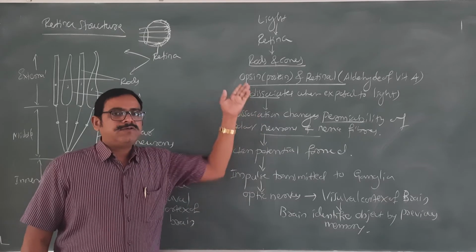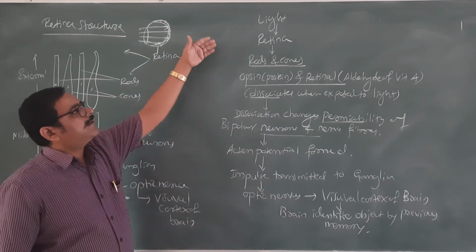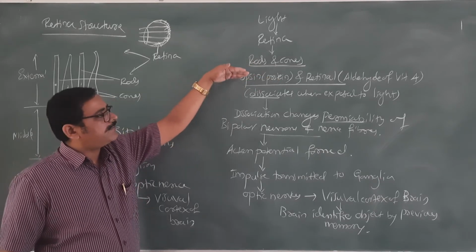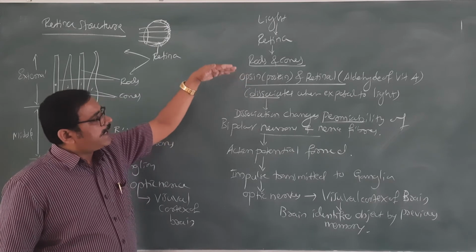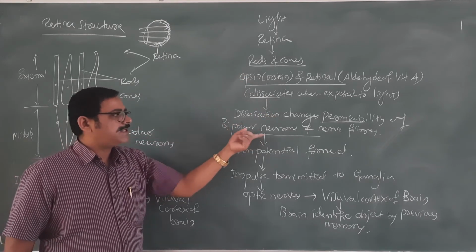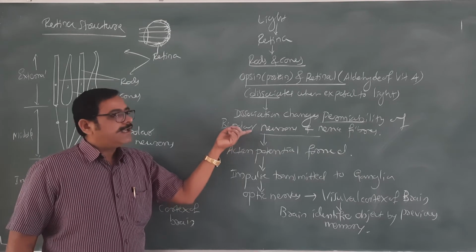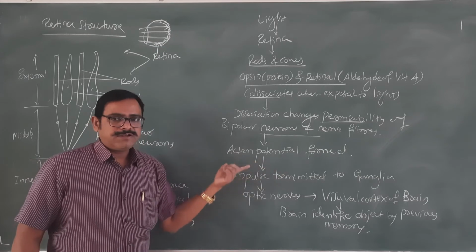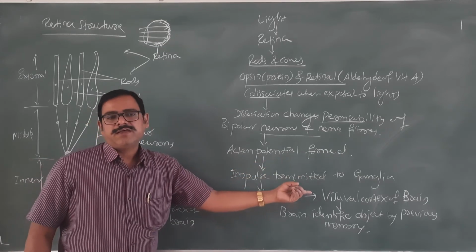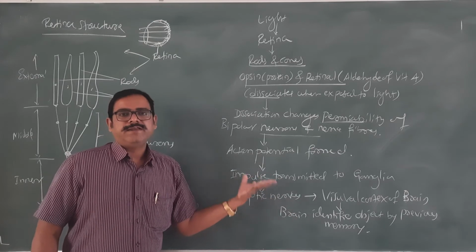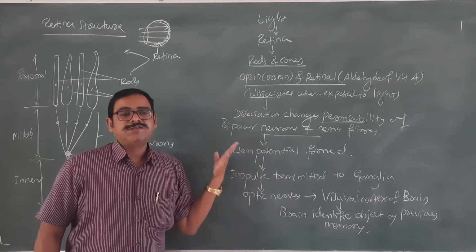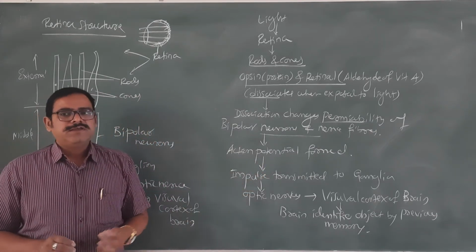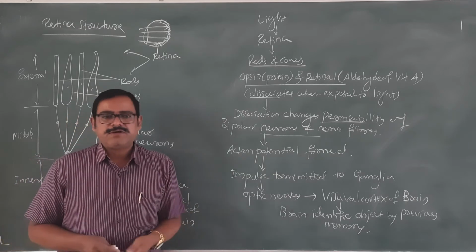Okay, so this is the overall mechanism: light falling on the retina, rods and cones receiving that, their opsin and retinal are associated, but due to exposure to light they get dissociated. This dissociation brings about a change in permeability in the bipolar nerves, and then an impulse is generated, that is an action potential, that travels through the ganglion, then to the optic nerve, then reaching the visual cortex of the brain. The brain identifies what the thing we are observing is, based on experience or previous memory. This is called the mechanism of image formation, or the mechanism of vision.